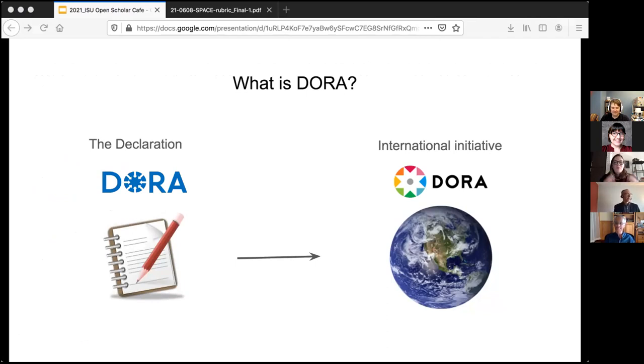So they were having a conversation at this conference about what the journal impact factor was doing to research culture. And specifically how it was being misused in hiring and promotion and funding decisions, and really the effects that was having on researcher behavior, how research was being conducted. So thinking about research integrity.